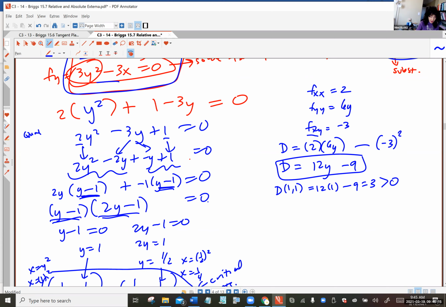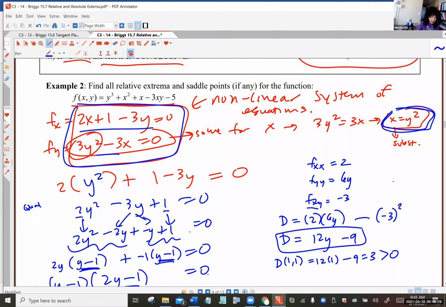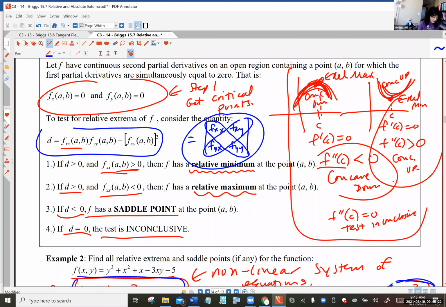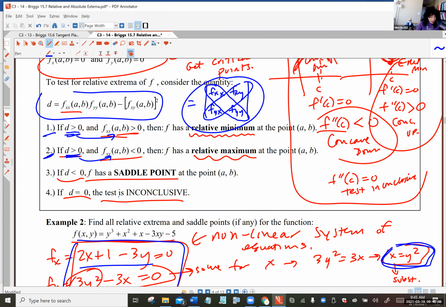Ooh. What does the D test tell us if D is greater than 0? It's a relative min. Nope, we don't know. Why not? Because both number 1 and number 2 have D greater than 0. You have to do one more thing if your D is greater than 0. You have to evaluate fxx at your critical point. And then you can make the determination of if you have a relative min or a relative max.